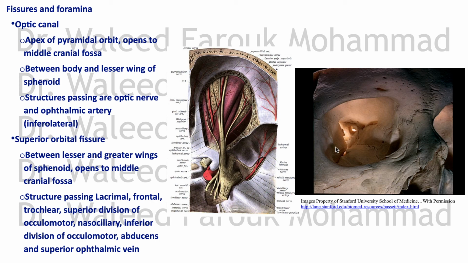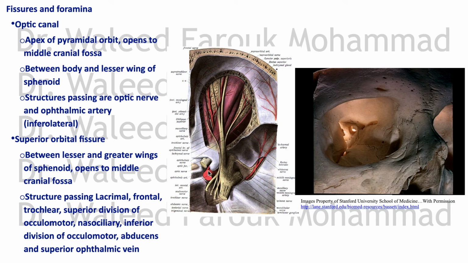Lacrimal, frontal, trochlear, superior division of oculomotor, nasociliary, inferior division of oculomotor, then abducens and ophthalmic vein. Abducens actually is not the most medial; rather, it is inferior to them in the superior orbital fissure with the inferior ophthalmic vein. There is a phrase to help you remember the sequence: live free to see no insult at all with an O, okay? To learn the structures passing in the superior orbital fissure.